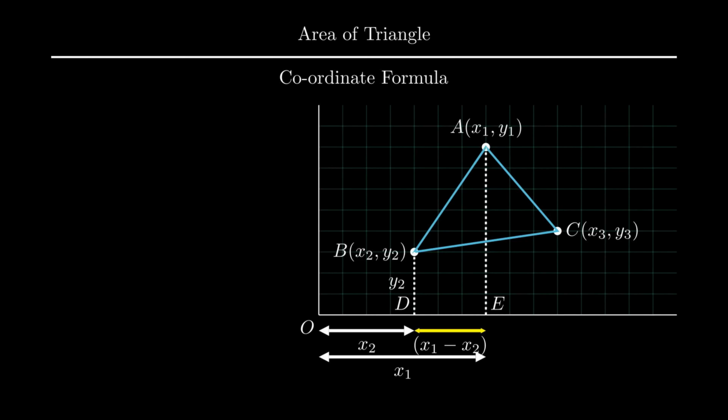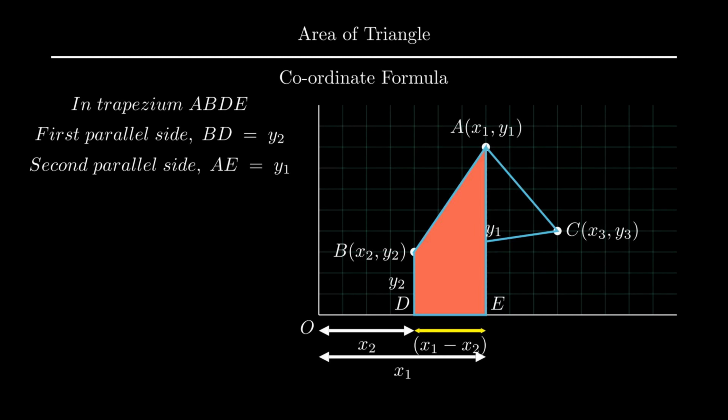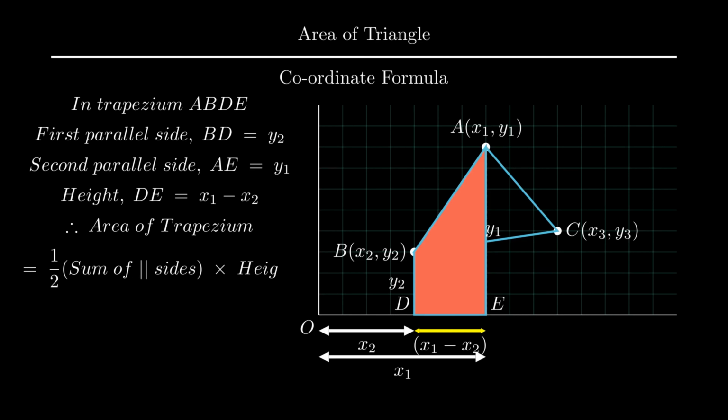Now in trapezium ABDE, segment BD acts as the first parallel side and equals y2, while segment AE acts as the second parallel side and equals y1. Segment DE acts as height and measures x1 minus x2. Therefore, area of trapezium ABDE equals half into sum of parallel sides into height. On putting the corresponding values, we get half into (y2 plus y1) into (x1 minus x2).